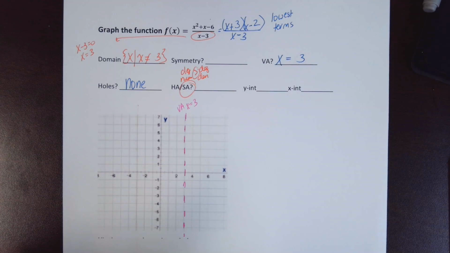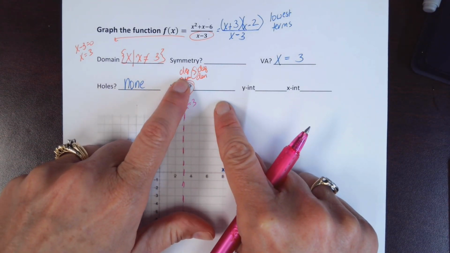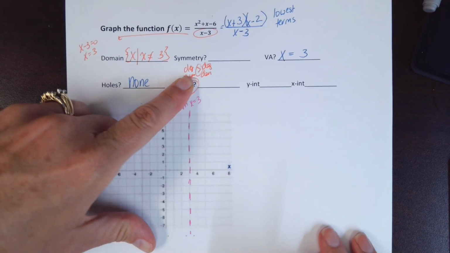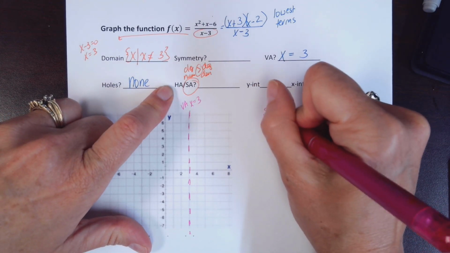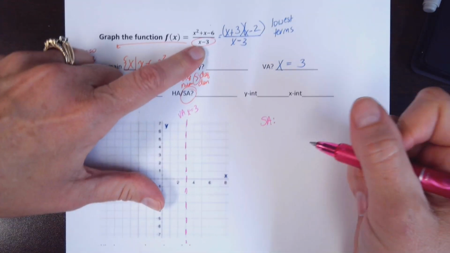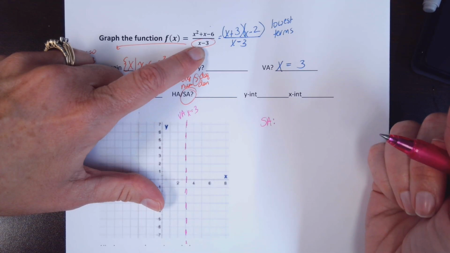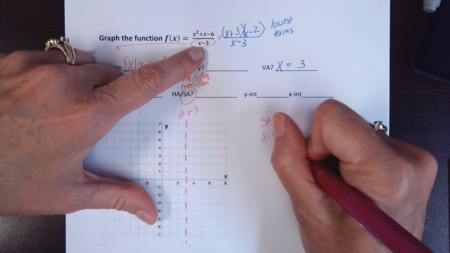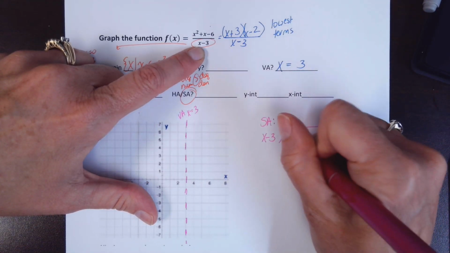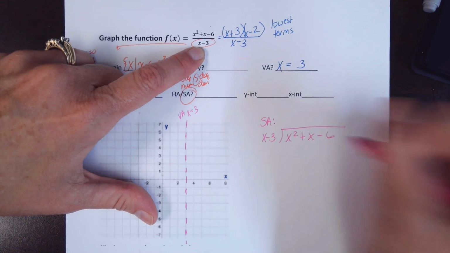All right, where were we? We know we're going to have a slant asymptote because of the way our degrees fell out. To find that slant asymptote, we need to do division. I did synthetic a while ago. Let's just do long division to practice that. X minus 3 divided into x squared plus x minus 6.